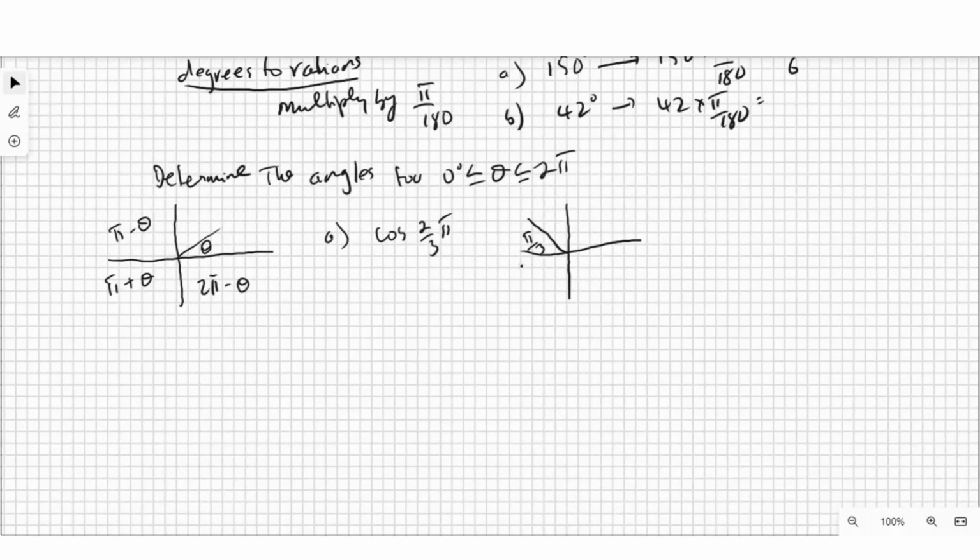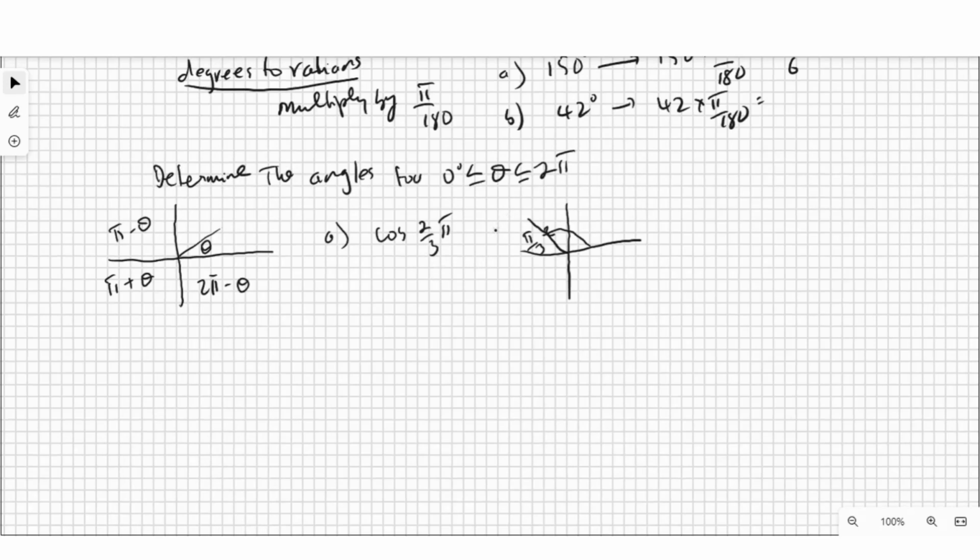Or you can change it to degrees to visualize where it is. I can substitute. Pi is 180. 180 divided by 3 is 60. 60 times 2, 120. 120 degrees is in the second quadrant. So this is the same as 120 degrees or 2 over 3 pi.